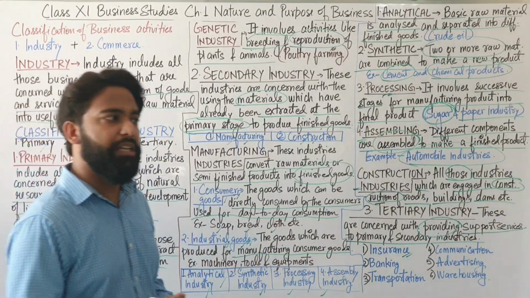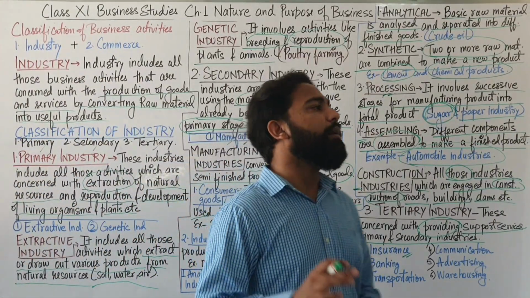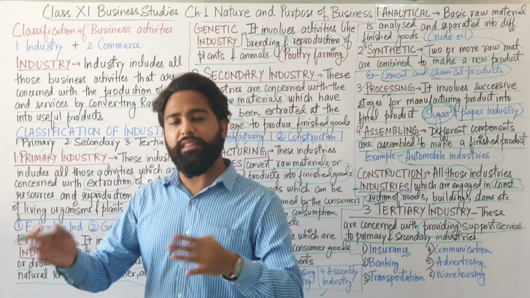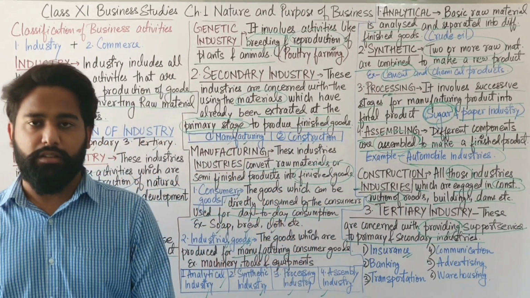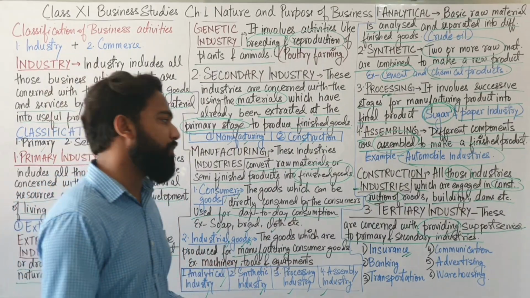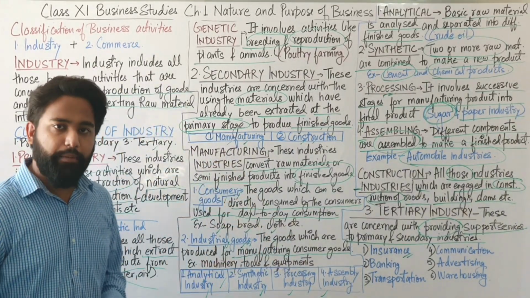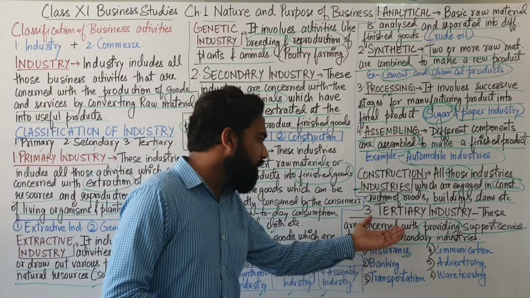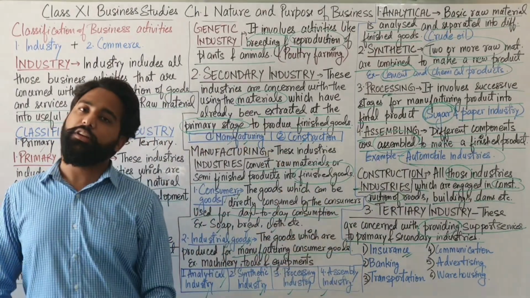Warehousing facilities help the producers keep their finished goods in safe custody so that they can use them at a later time. So these are the things which a tertiary industry provides.